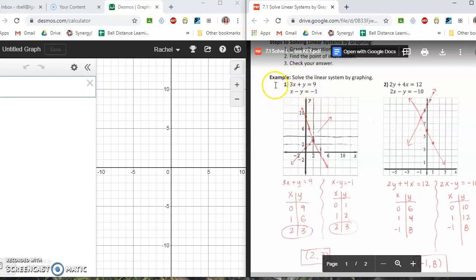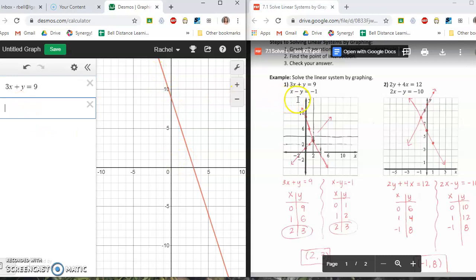for example 1, if you can see my cursor moving here, how I could graph that using this calculator is simply just type it in. So I see that it says 3x + y = 9. If I type that into my graphing calculator on Desmos, here's the line in red. And then the next one in example 1 is x - y. So I just type it in, x - y = -1. I type that in and now I get a blue line.